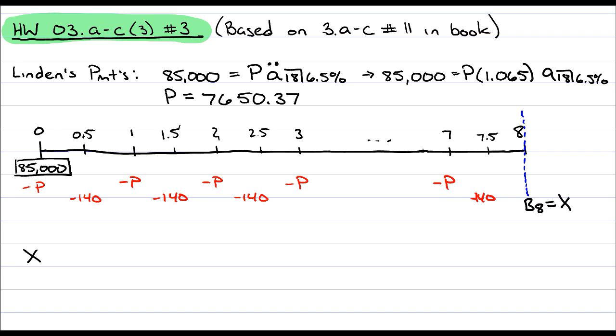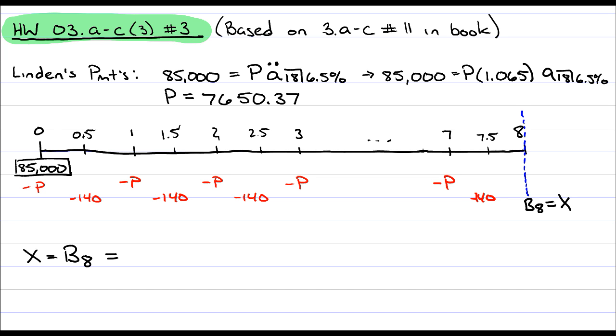This B8 is a notation we're going to use later in chapter 6 when we talk about amortization. But B8 just means the balance at time 8. Okay, so to see how to construct this, the loan is not paid off. The company has not completely paid off the insurance benefit to Linden at this time, so they're going to still have some money left over.